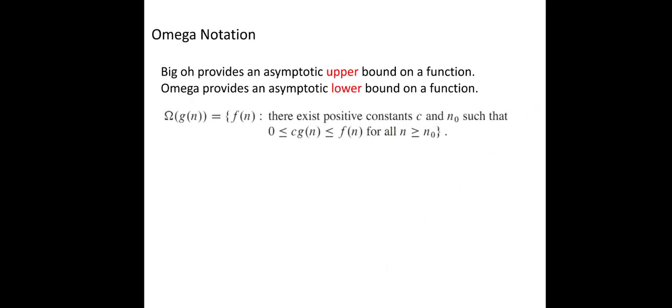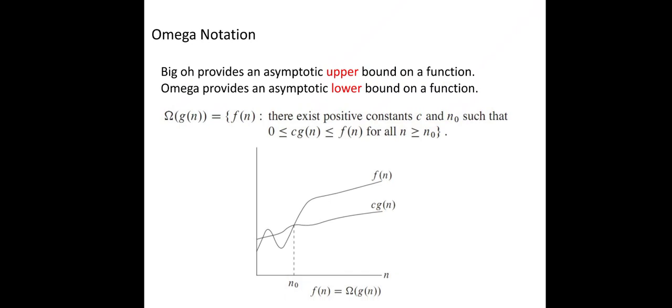Omega notation. So big O provides an asymptotic upper bound on a function. Now omega provides an asymptotic lower bound on a function. If you see omega of g of n equal to f of n, there exist positive constants c and n naught such that c times g of n is less than or equal to f of n for all n greater than or equal to n naught. The graph is as shown.